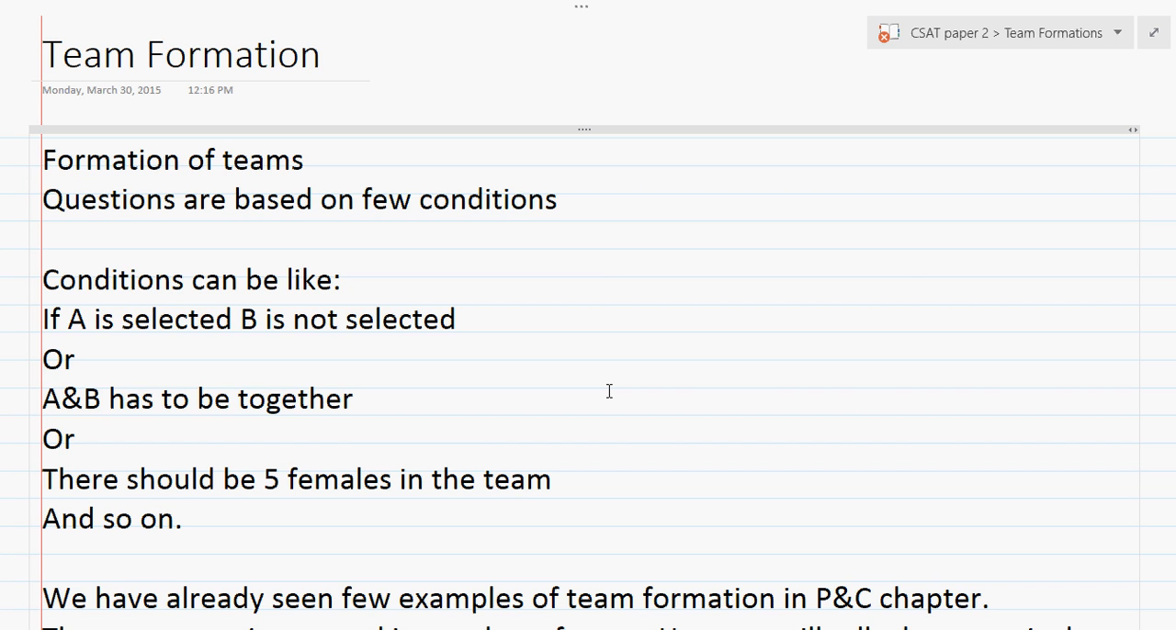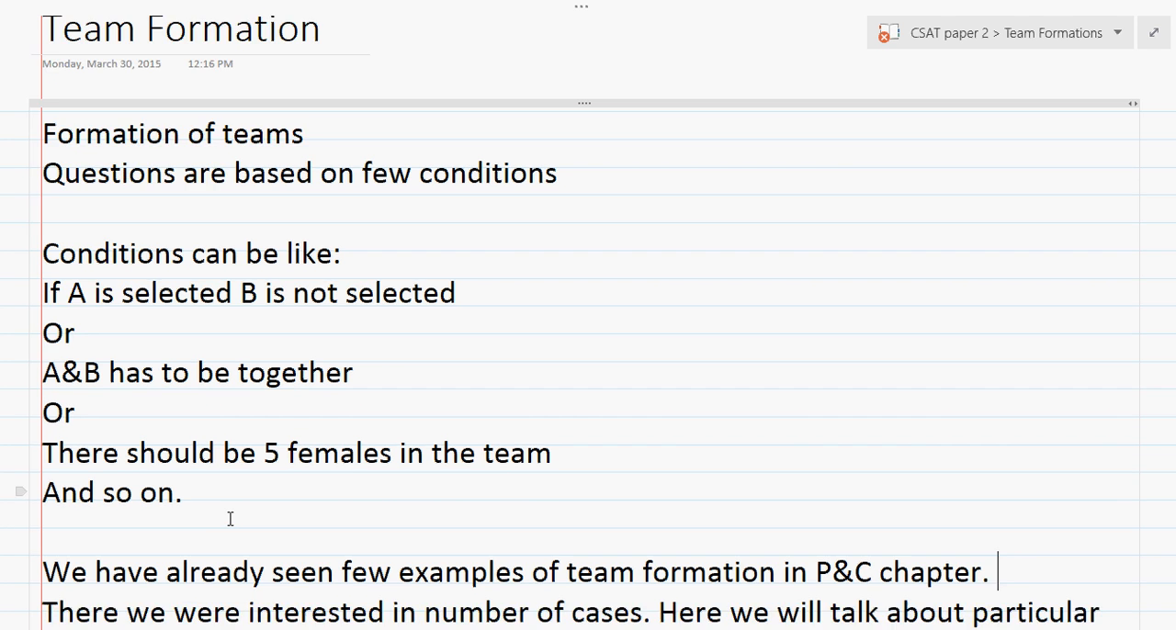And you would find invariably one or two questions individually, or there can be a few sets each year based on this topic. This again is like a puzzle thing, right? You have to look at the various statements and see how to decipher those statements and come to a conclusion, right? So questions are based on a few conditions, right? Conditions can be something like this: if A is selected, B is not selected, or A and B are selected together, or there should be 5 female members in the team, and so on and so forth.